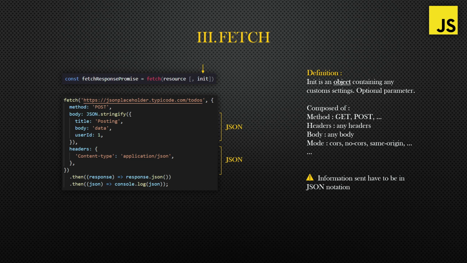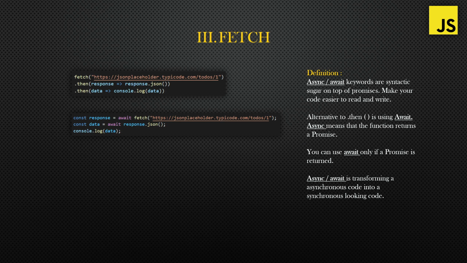So we are going to use JSON.stringify and then pass the key values you want: title, body, user ID. The headers also have to be in JSON string. Then we will wait for the server to respond and parse the information into a JavaScript object, and we will then console log the value.